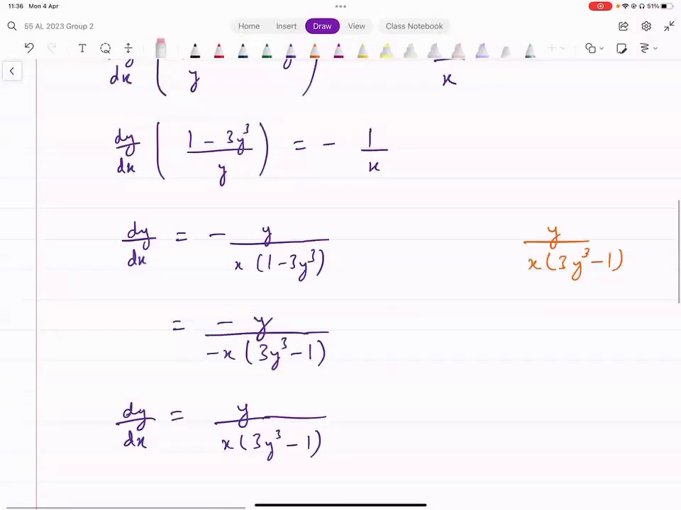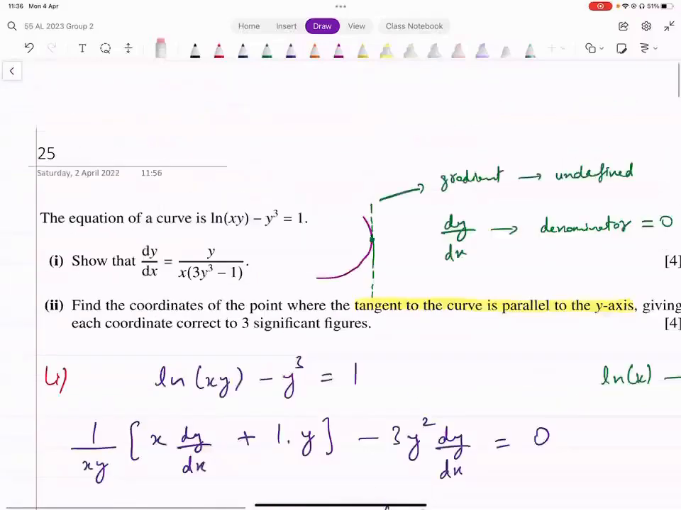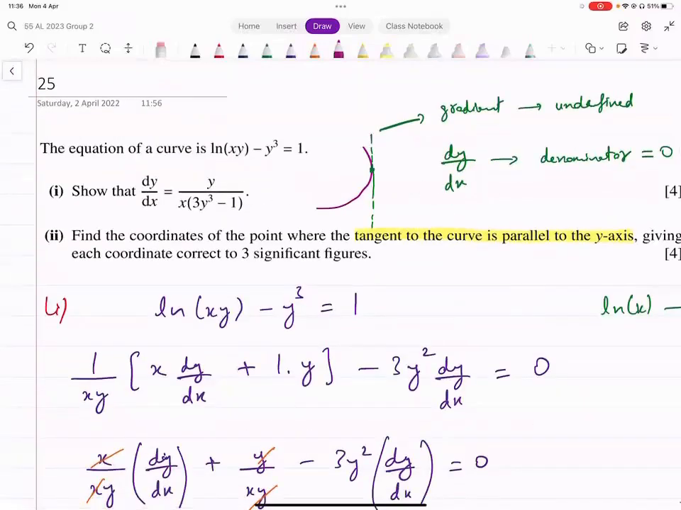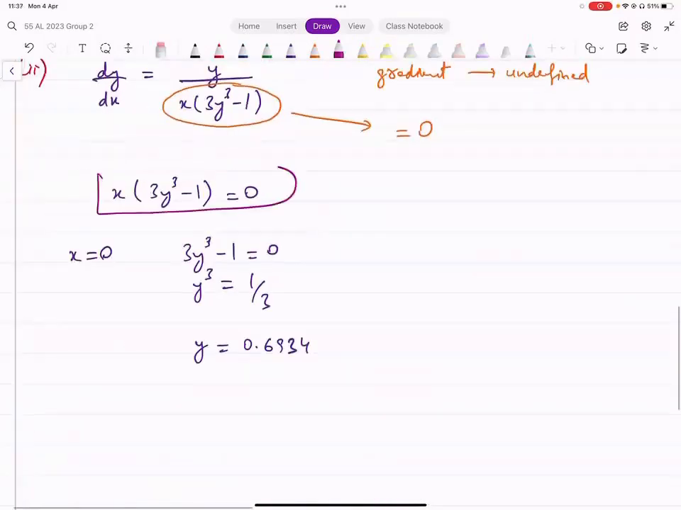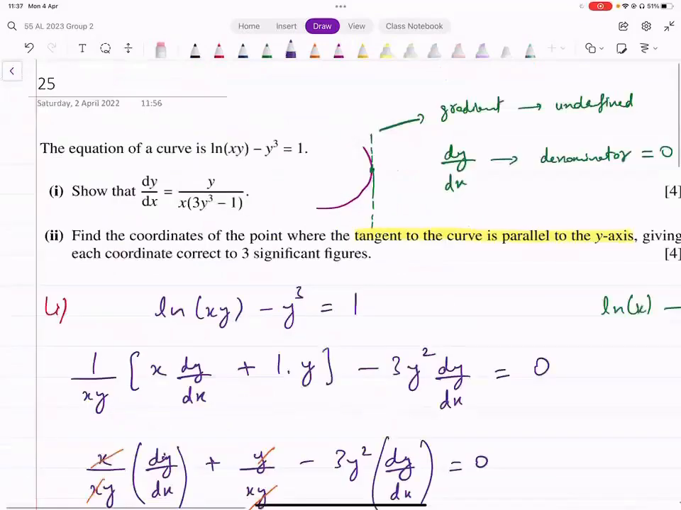The point that we are looking for lies on the curve. वो कर्व के ऊपर एक पॉइंट है ना. तो एक तो हमारे पास ये इक्वेशन आ गई है, x into 3y cube minus 1 equals 0. This is one equation that the x coordinate and y coordinate of that point satisfy. The other equation that they must satisfy is the equation of the curve. वो कर्व के ऊपर भी तो लाई करते हैं ना.